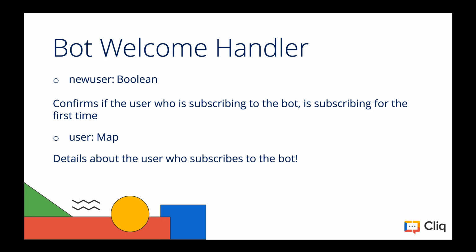So the new user variable is a boolean which confirms if the user who is subscribing to the bot is subscribing for the first time or not. You can configure the bot's first message based on the value of this new user. The user object, on the other hand, will give details about the user who has just subscribed. The user map will contain details such as the user's first name, last name, email address, their country, time zone, and so on.